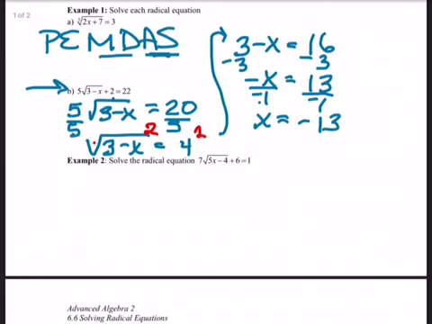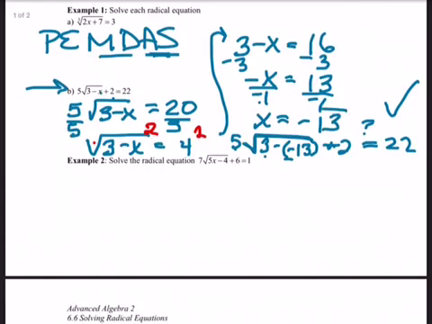Now I'm going to plug this back in to make sure that it works or doesn't work. Basically my question is, does plugging -13 into the original work? So I've got 5 times the square root of 3 minus -13, plus 2. Does that equal 22? So I've got 3 plus 13, that's 16. Square root of 16 is 4. 5 times 4 is 20. Plus 2 is 22. It does work. So x equals -13 is my solution.